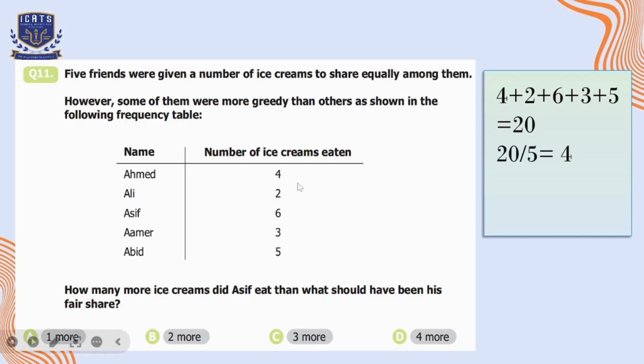But as Asif has eaten 6 ice creams, which is 2 more than 4, he has eaten 2 more ice creams than his fair share. So option B is the correct option here.